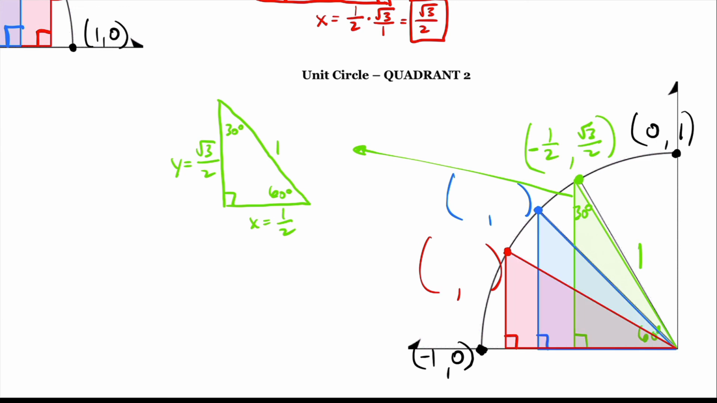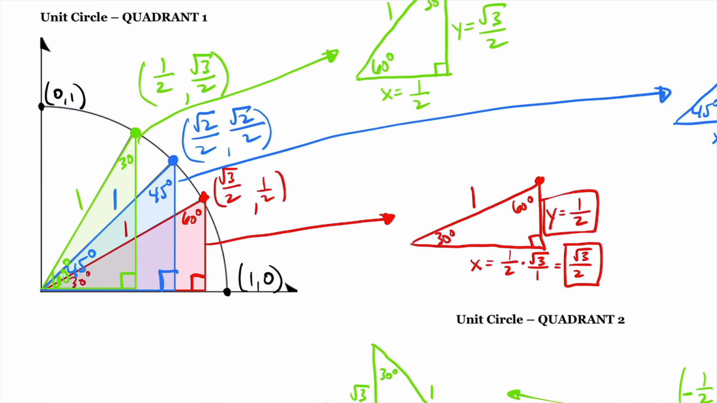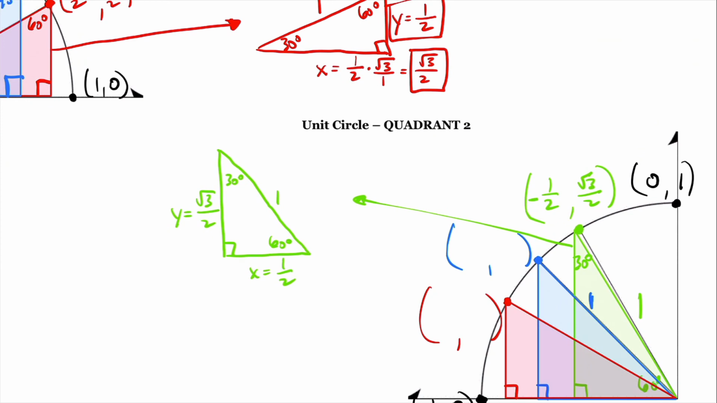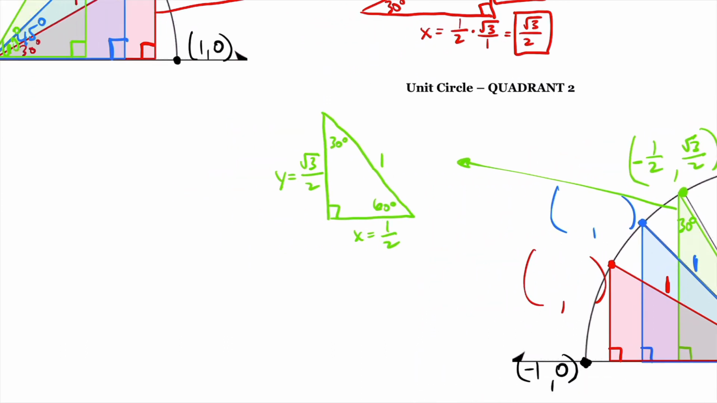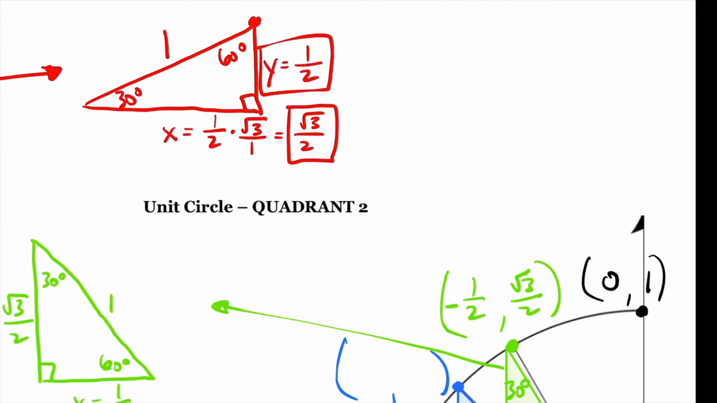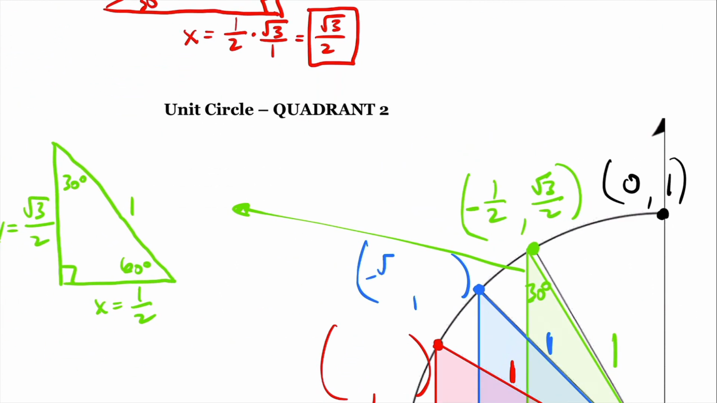Okay, so the blue triangle is a 45, 45, 90. Kind of like how we did up here. It was a 45, 45, 90 up here. So the distance is going to be the same since the blue triangle has a radius of 1. Same thing with the red triangle, has a radius of 1. So it's going to have the same coordinates as the blue one here. The only difference is X is going to be negative. Negative root 2 over 2, up root 2 over 2.